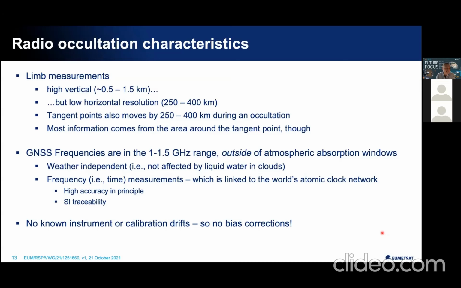And because it's really just a radio receiver and it's not doing anything complicated, there's no optics that can age or mirrors that can degrade over time. There are no known instrument or calibration drifts. And that means there is no absolute bias correction required. Radio occultation is one of the few measurement systems which doesn't require bias corrections in their application.